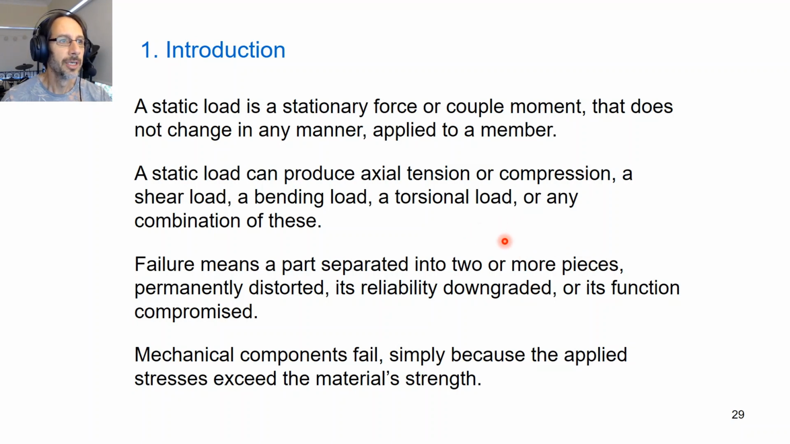Here's some more explanation and information about different loads. Failure can mean lots of different things. You might think of failure as breaking something, broken into two pieces, but it can be more than that. It can be distorted, its reliability downgraded, or its function compromised in some way. In this lecture we're going to focus on design for strength, but there's also design for stiffness. So you can have something that bends or deflects too much, but hasn't broken into two pieces, but it's still failed because it's failing to do the job that you've designed it for.